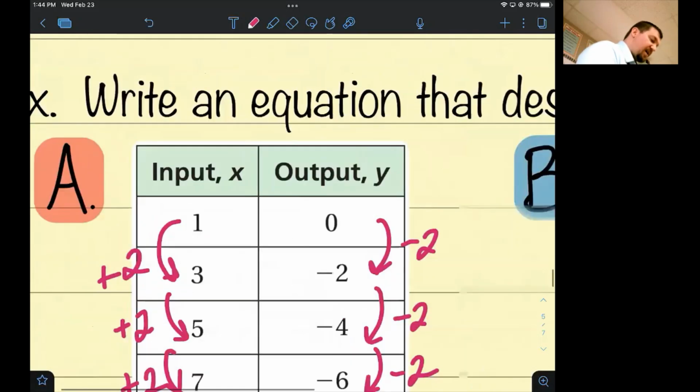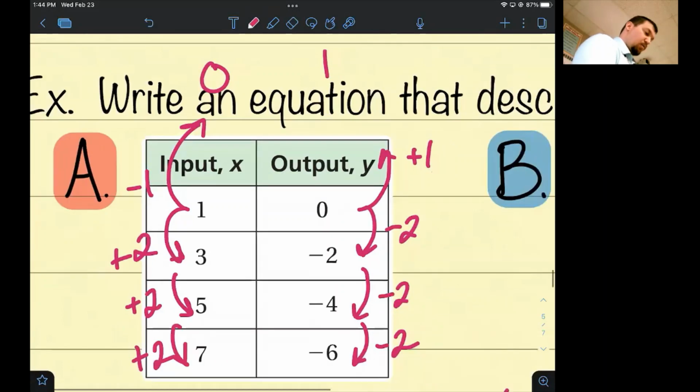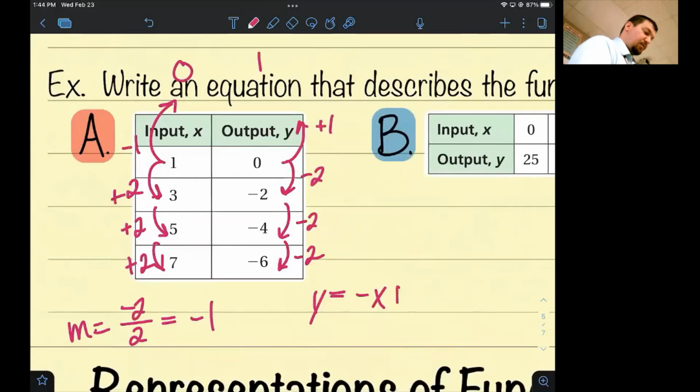So instead of going backwards down 2 and skipping over 0, why don't we just go down 1 and back it up 1, which is actually adding 1. That's the same. And that's going to take us to what? 0, comma, what's our output going to be, Jimmy? 1. And then so we're going to write our equation as -x plus 1.